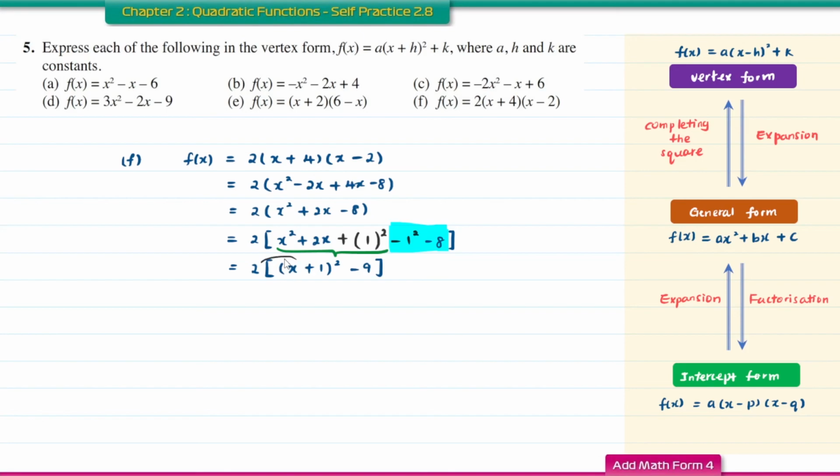Next, we're going to expand this. So you're going to get 2 times bracket x plus 1 square minus 18. So this is the vertex form for f.